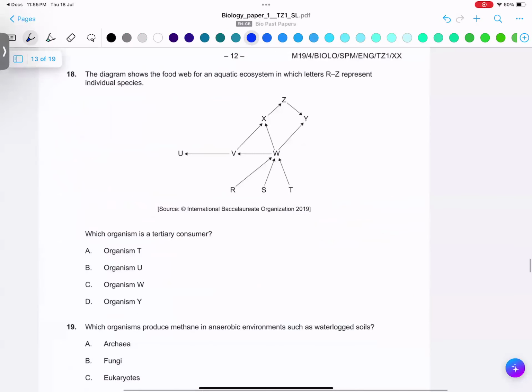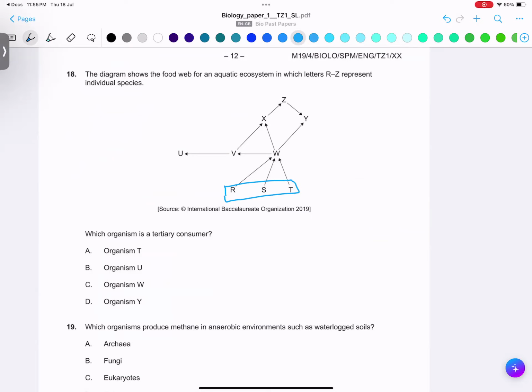Now for 18. So I'm going to use another color. The diagram shows the food web for an aquatic ecosystem in which letters R to Z represent individual species. Which organism is a tertiary consumer? So here we have, I think these are the autotrophs.